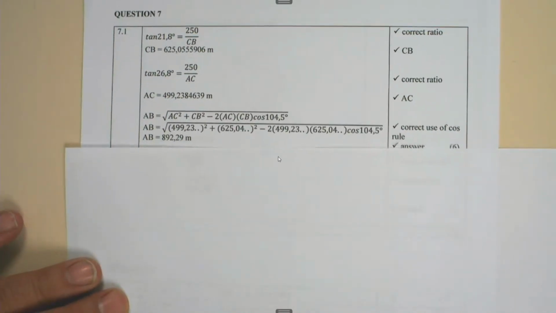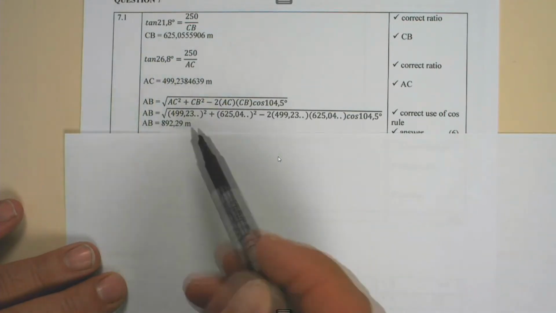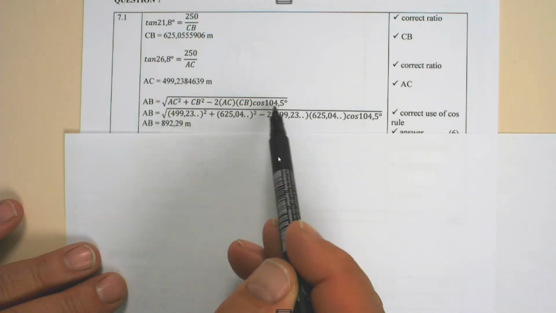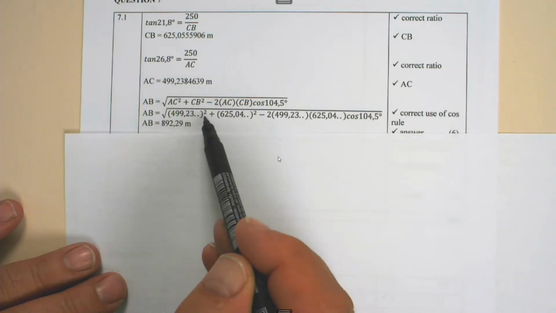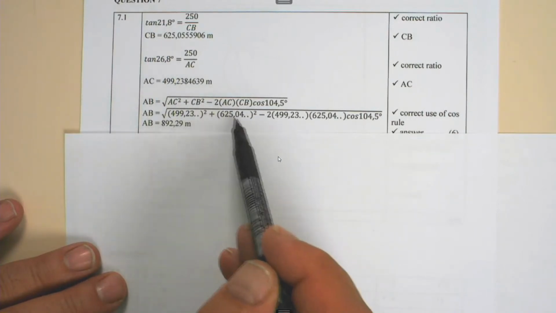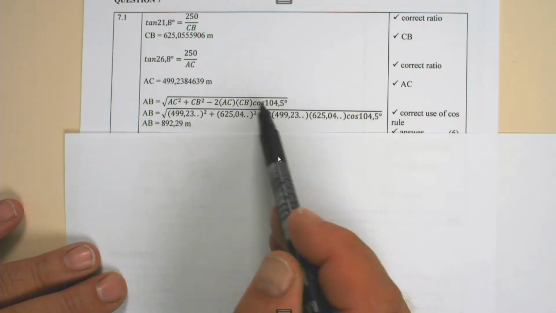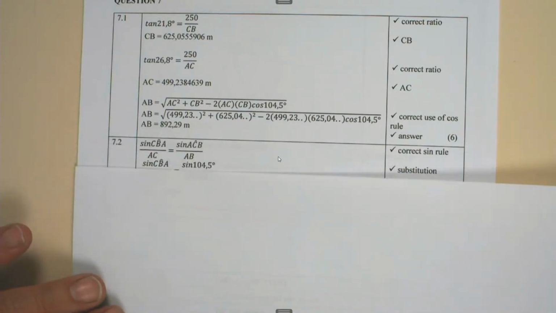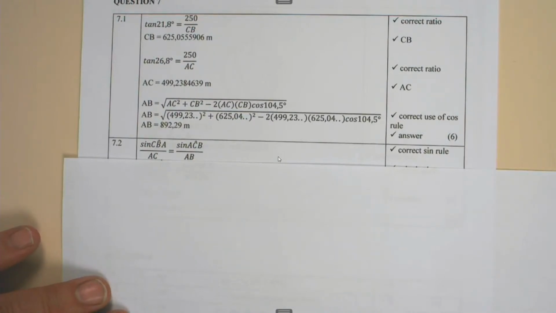Then 1 mark is for the correct substitution into the cosine rule. That means AC squared plus BC squared minus 2 AC times CB times the cos of the included angle, which is 104,5. AC is 499,23, etc., squared. CB is 625,04, etc., squared. Again, you substitute your AC and your CB value. And then 1 mark is for the answer of AB, which is 892,29 meters. Okay.